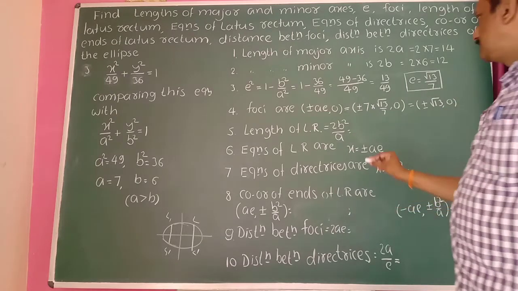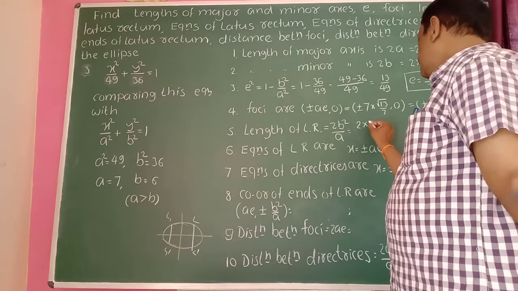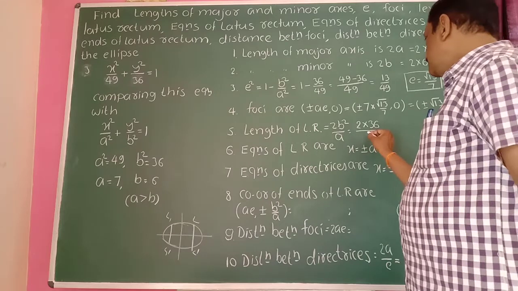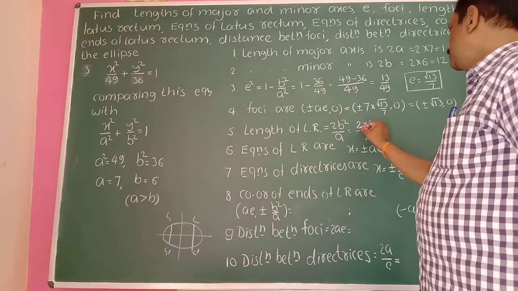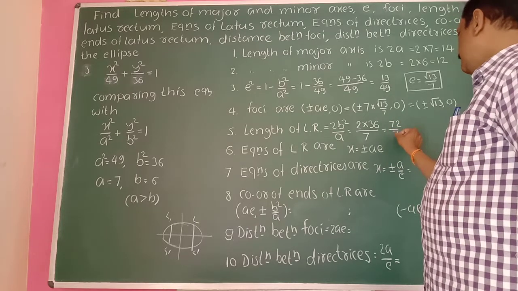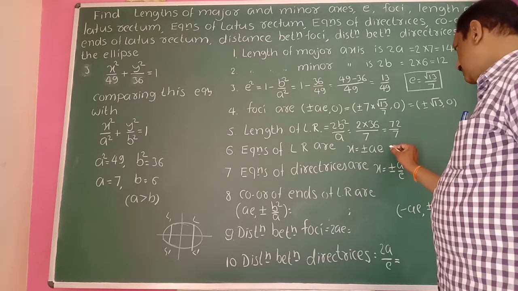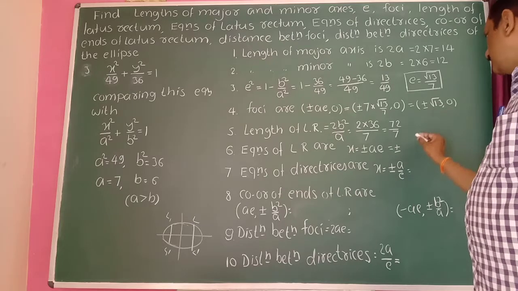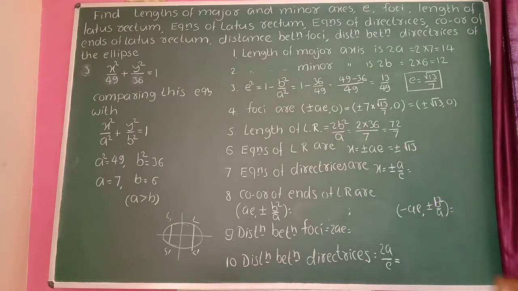Then the length of the latus rectum is 2 into b square divided by a. b square is 36, divided by the a value 7. Therefore this is equal to 36 into 2, that is 72 divided by 7. The equations of the latus rectum are x equals plus or minus a into e. The value of a into e is root of 13.